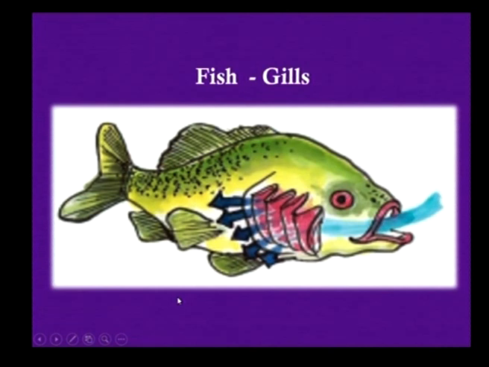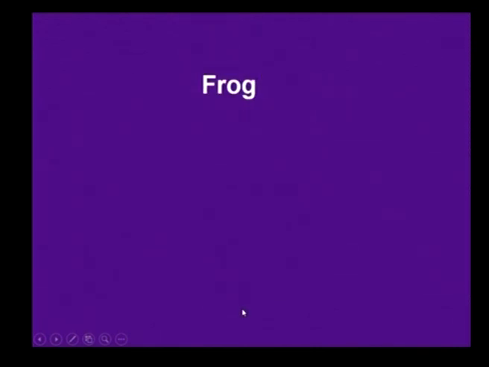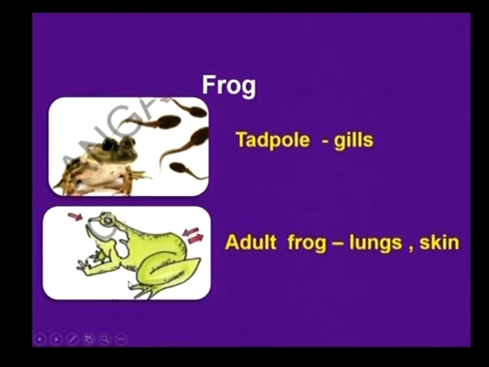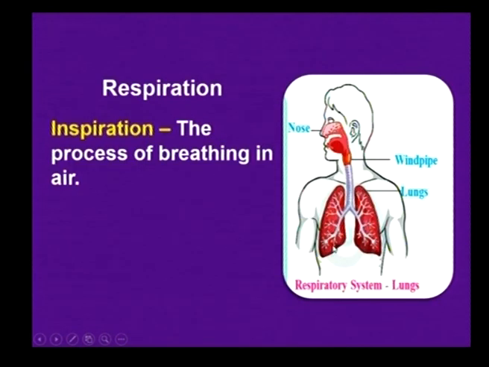And this is a fish. You know that fish lives in water. It opens and closes its mouth continuously. So the water passes into the mouth and it enters the gills, because gills are the respiratory organs in fishes. Frog. You know that a frog is an amphibian animal. Baby frogs look like small fishes and they are called tadpoles. They live in water, so they breathe with gills. An adult frog lives on land and also in water. It breathes with lungs and skin because its skin is moist. Lungs are the main respiratory organs in human beings.